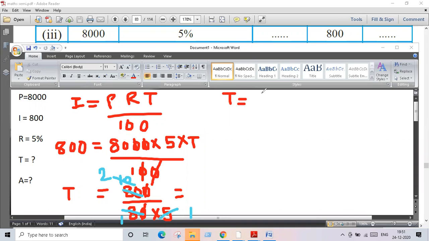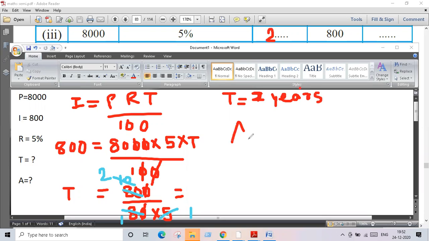What is T? 5 years. Sorry, 2 years. What did T come to? 2 years. So here you can write 2 years.